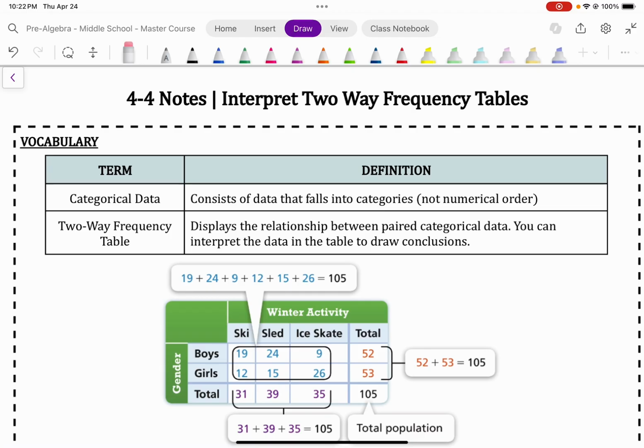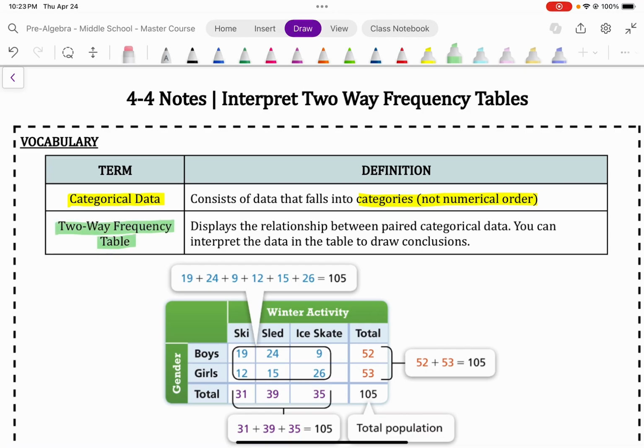We have two terms. Our first term is categorical data. So that is like the word category. And categorical data consists of data that falls into categories, so not numerical. So it might be like if you play soccer or if you play baseball, or if you like to go to the beach or you like to visit the mountains. So it's not numerical data, it's just going to use categories. And then our other term is a two-way frequency table, and that's what we're going to look at today.